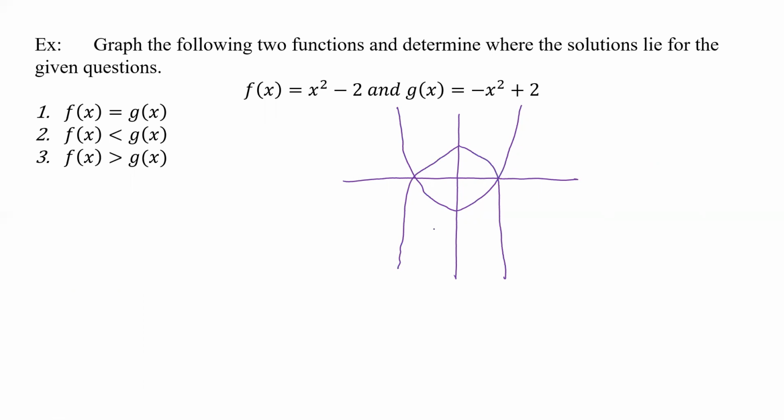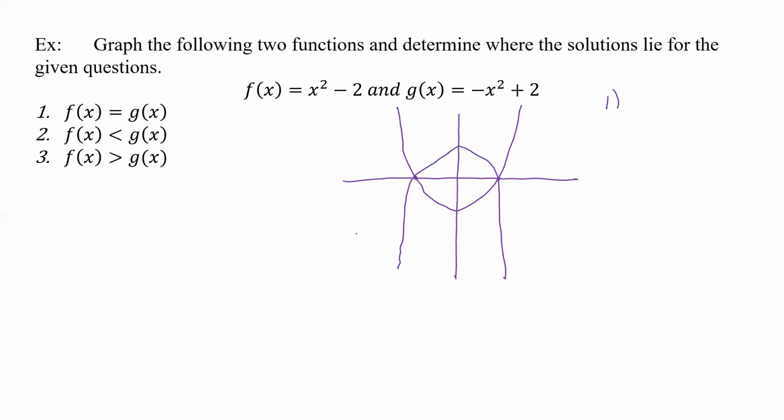Okay. Now, we want to know, one, when is f of x equal to g of x? Okay, well, let's write that down over here. They're equal at the points right here where they're crossing. Well, let me draw circles here. So it's going to be equal right there, and it's going to be equal right there.